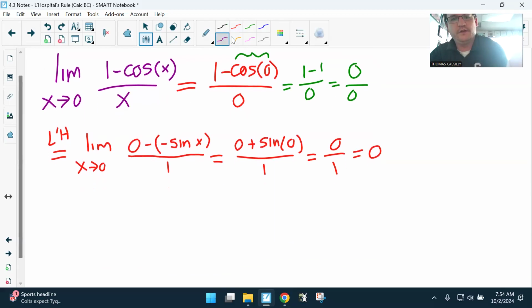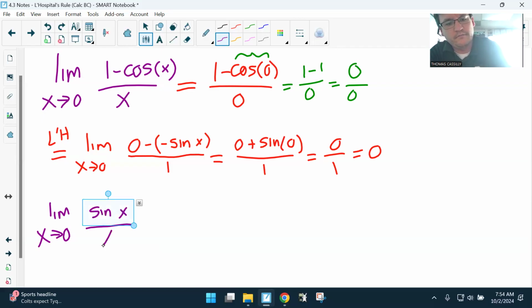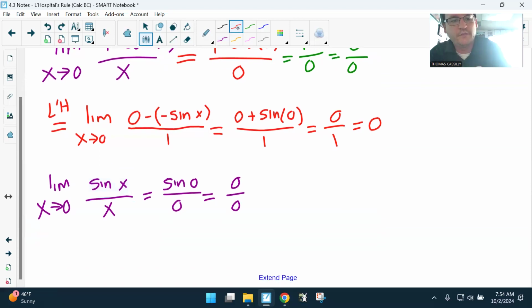Now, the last one, we said the limit as x approaches 0 of, I think it was the sine of x over x. Plugging in, we have sine of 0 over 0, which does in fact yield 0 over 0, which is indeterminate. So since it was indeterminate, let's go ahead and apply L'Hopital's rule again.